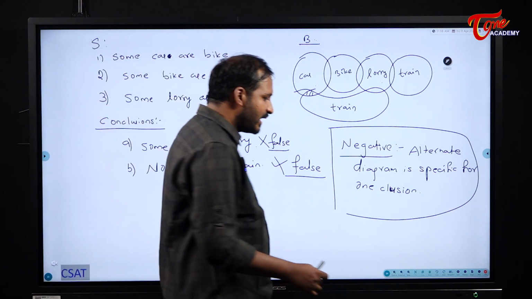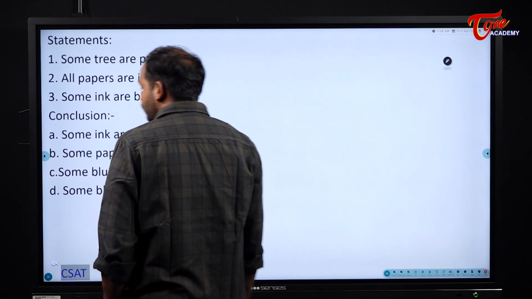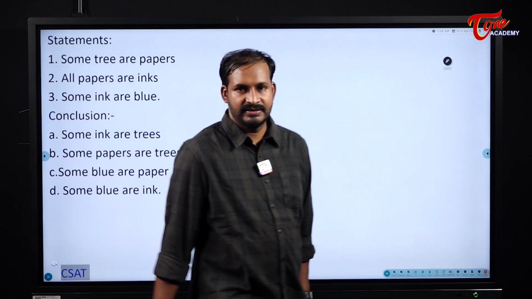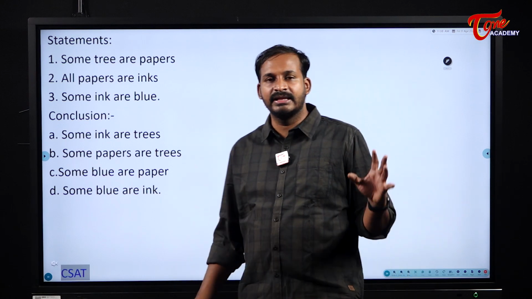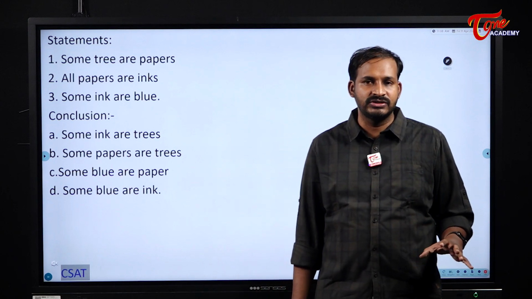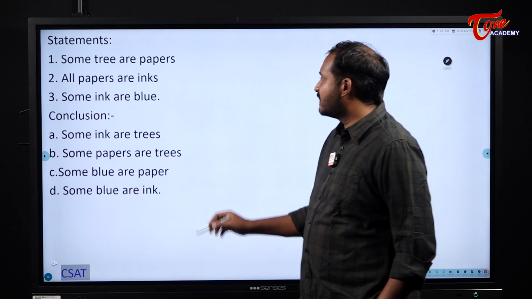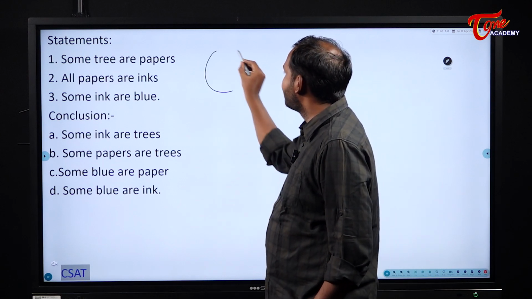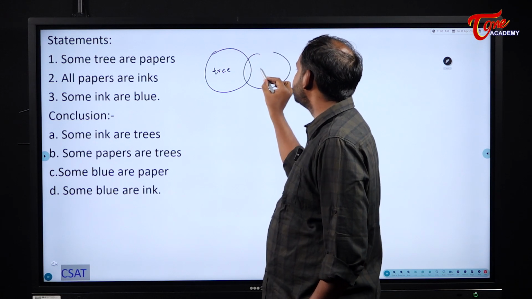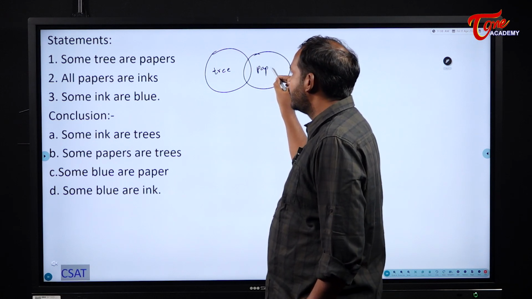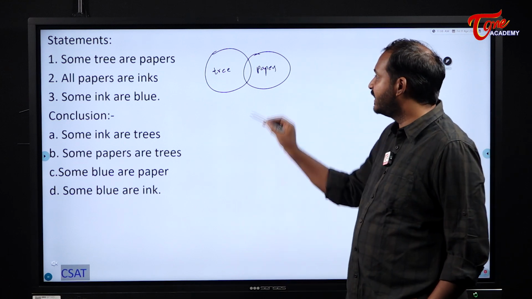Okay, now directly we will try to solve some problems and we will try to understand the concept. Now see here, students, given statements, some trees are papers. I have segregated them based on the conclusion sets and then later we will see. Some trees are papers, that is the first statement for me. Okay, some trees are papers. Okay, next, all papers are inks. That means all papers should be drawn inside inks.